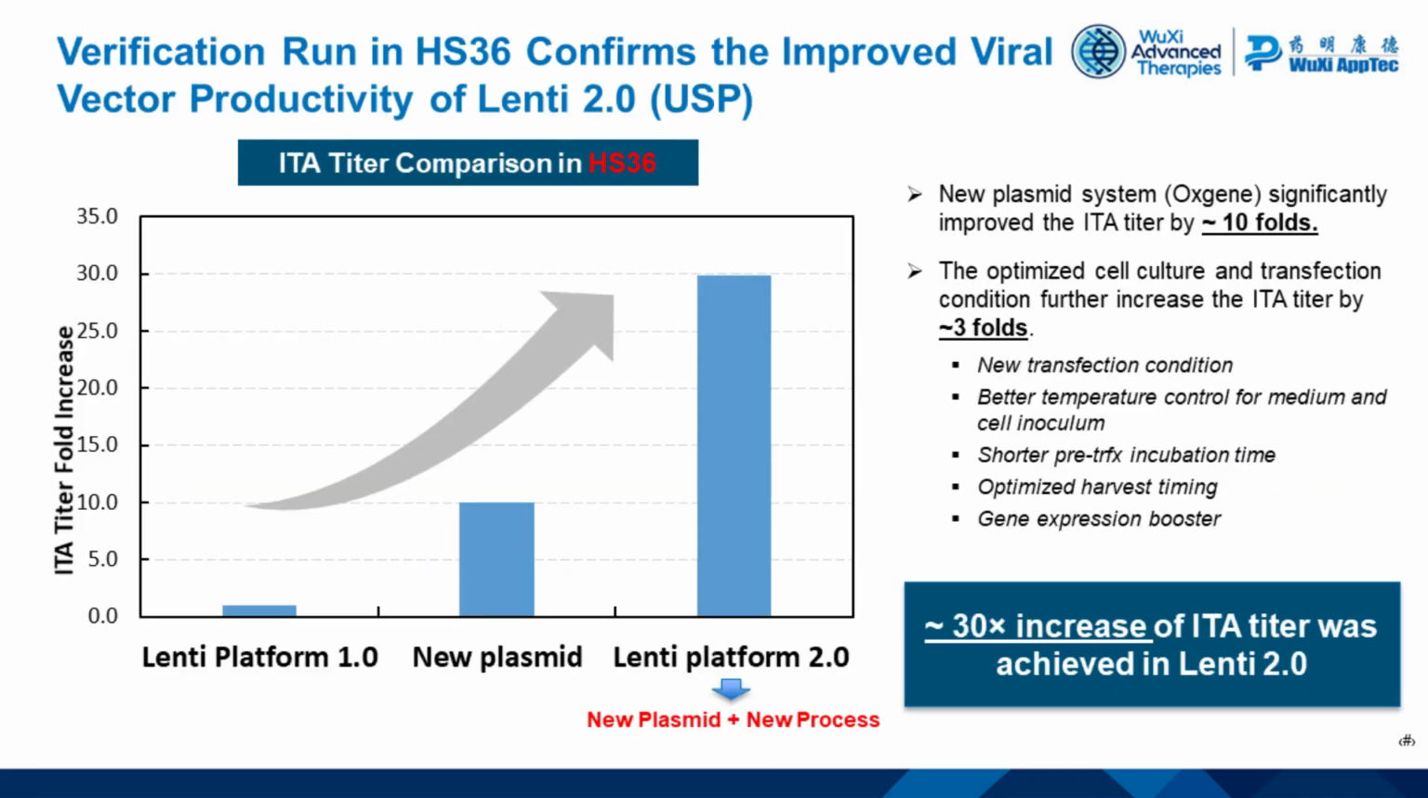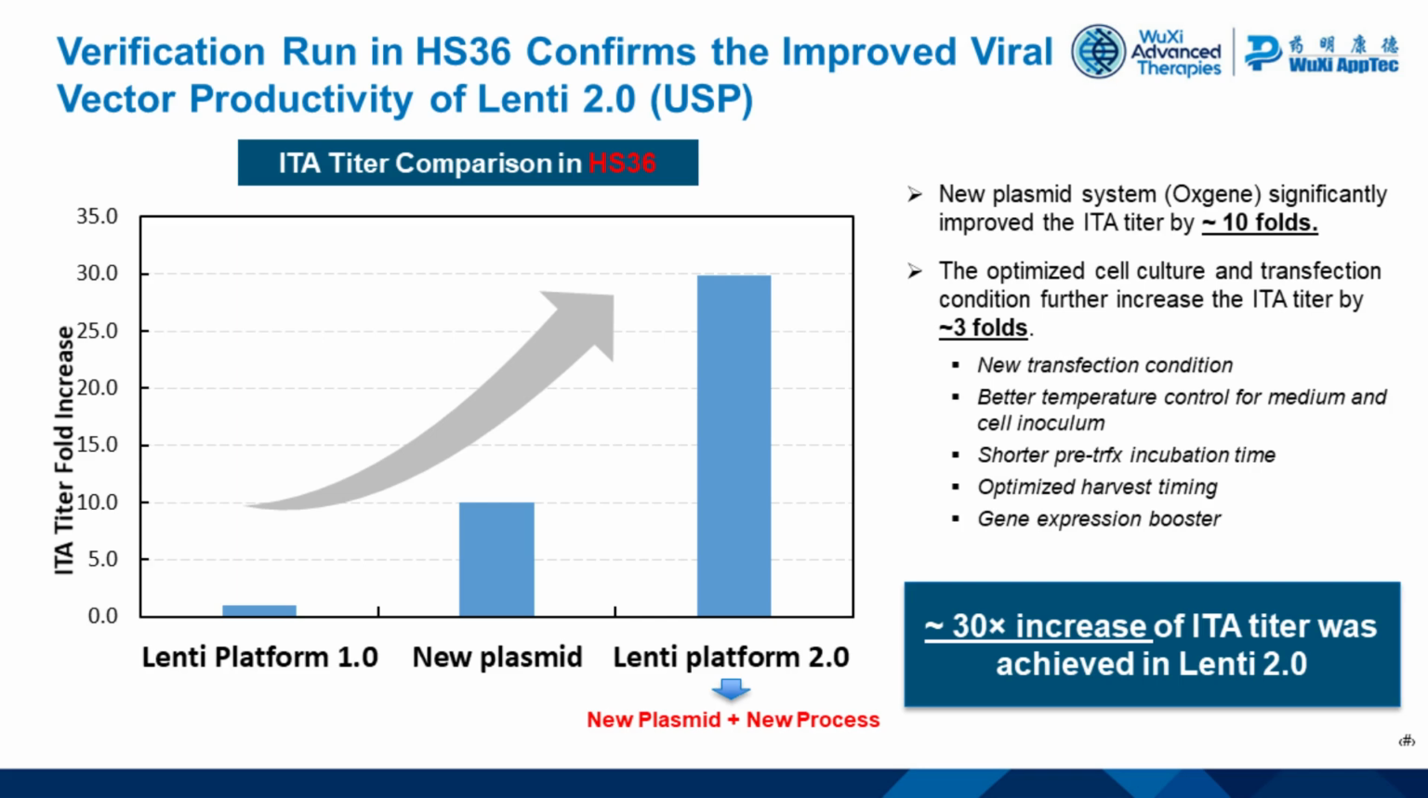We also conducted plasmid screening from different vendors and successfully identified a plasmid that can improve our lenti productivity by about 10-fold as compared to the control. Furthermore, after a number of verification runs in HyperStack 36, we saw that the new upstream process can further increase the titer by about 3-fold. So in total, the Lenti 2.0 platform achieved more than 30-fold increase than before.